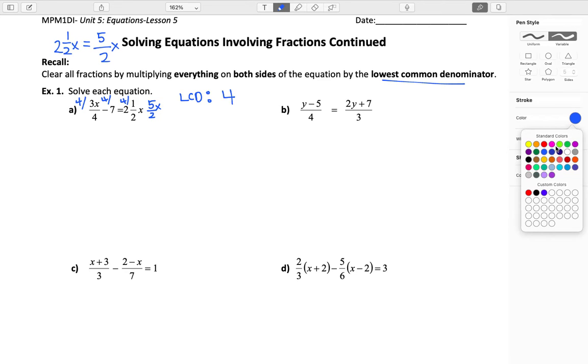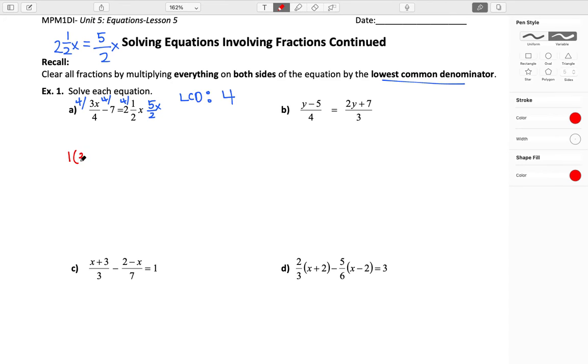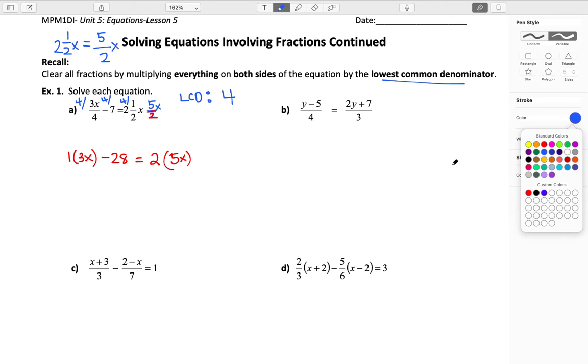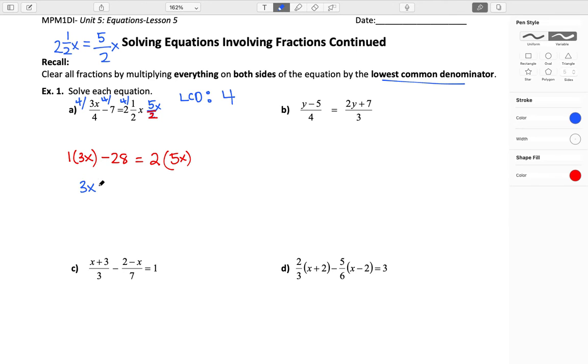So let's start. 4 divided by 4 is just 1 times 3x. 4 times negative 7 is negative 28. And then 4 divided by 2 is 2, times whatever is in the numerator, 5x. So therefore, 1 times 3x is 3x.